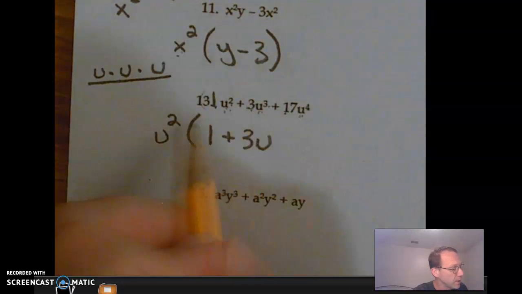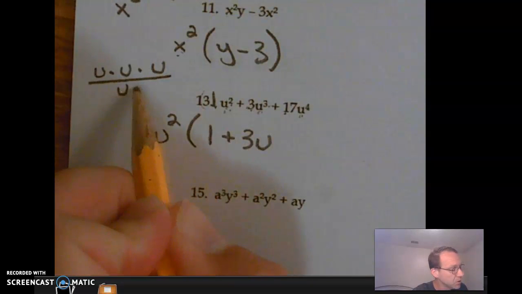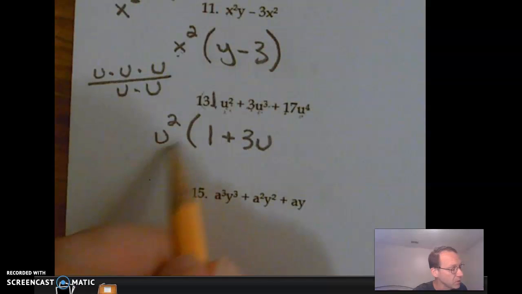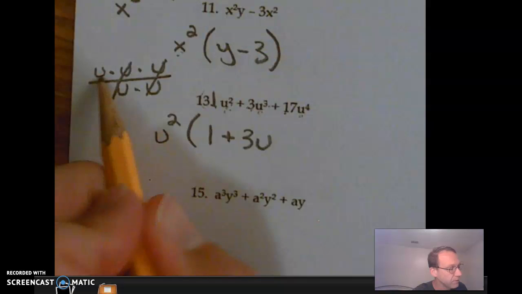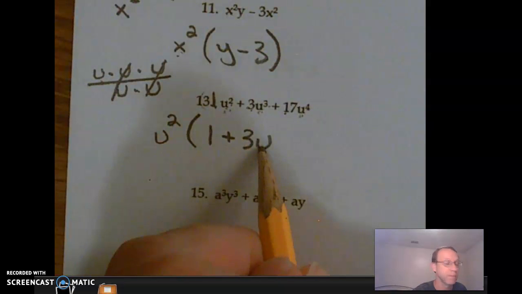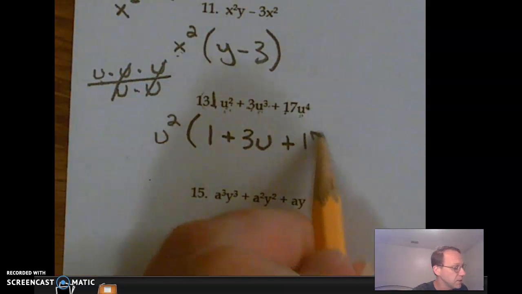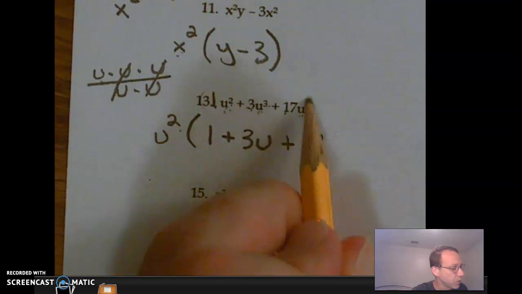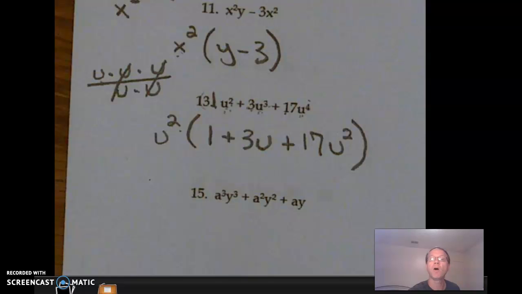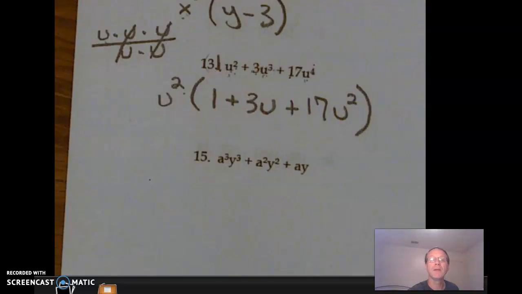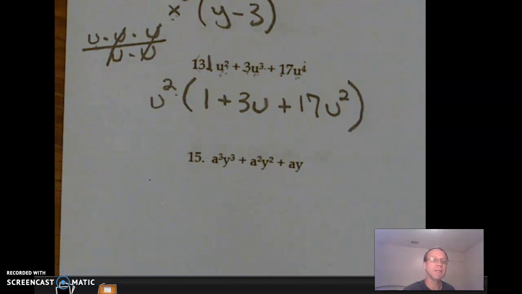And if I take away 2 u's, that's what I'm factoring out, that's what I'm dividing by, then 2 of those u's cancel out, leaving you with 1 u. Plus 17. Taking 2 from 4, that's going to leave us 2 u's left over. I hope you're getting the idea here.